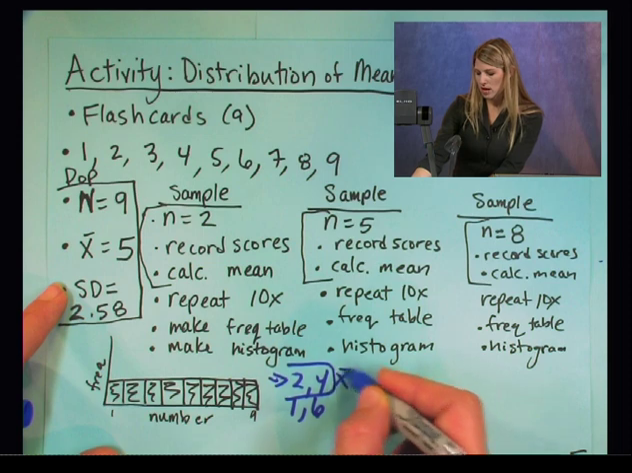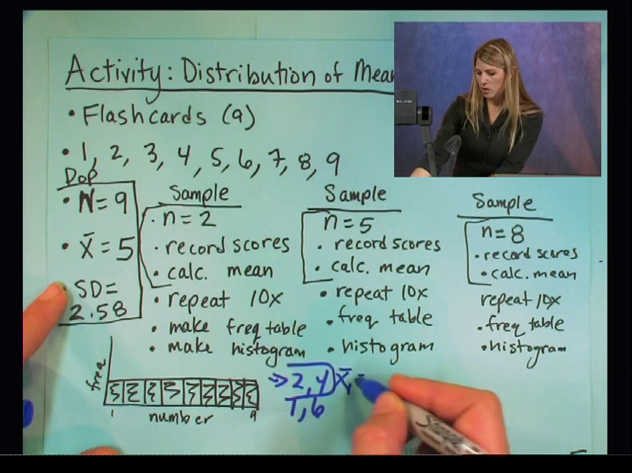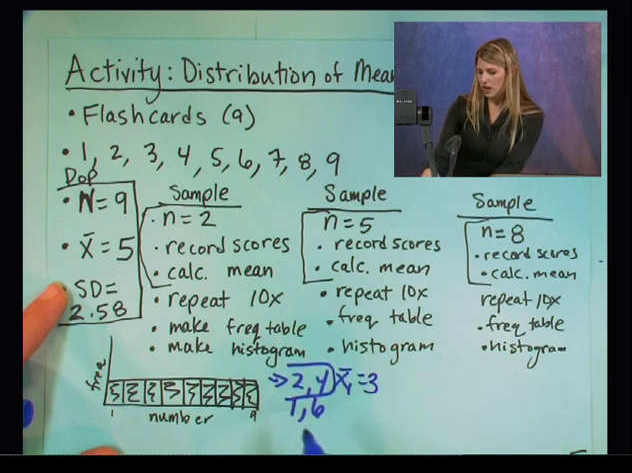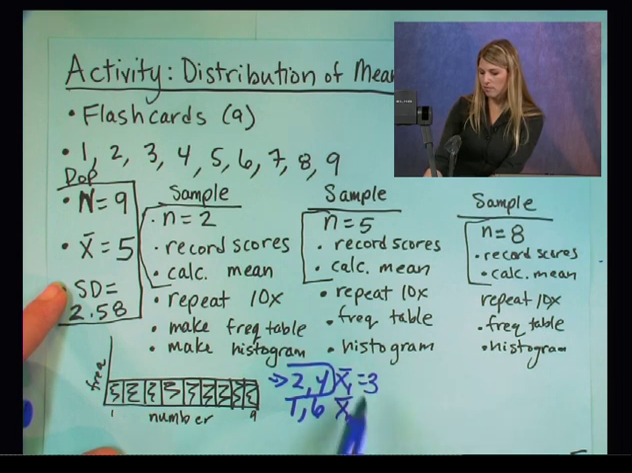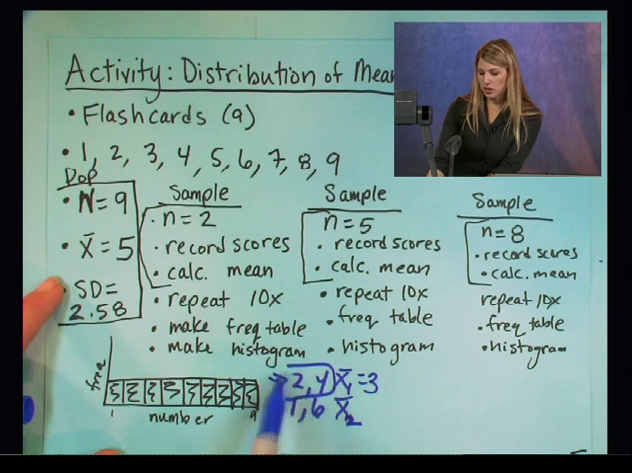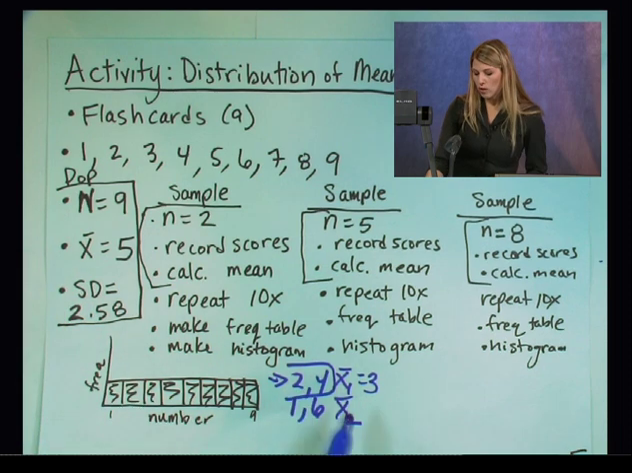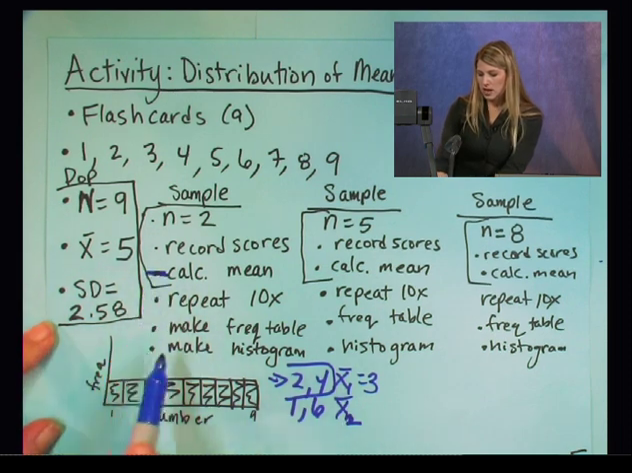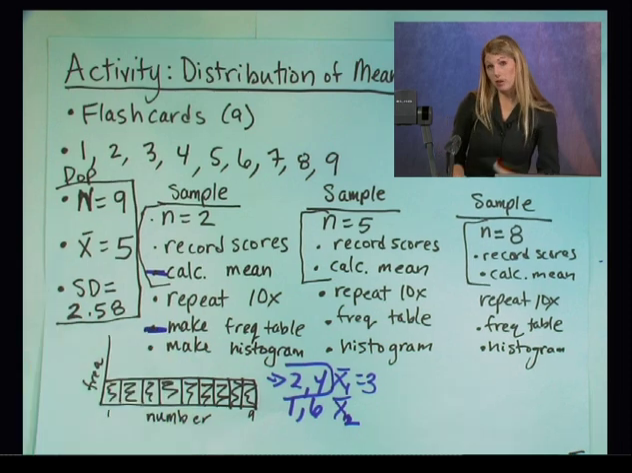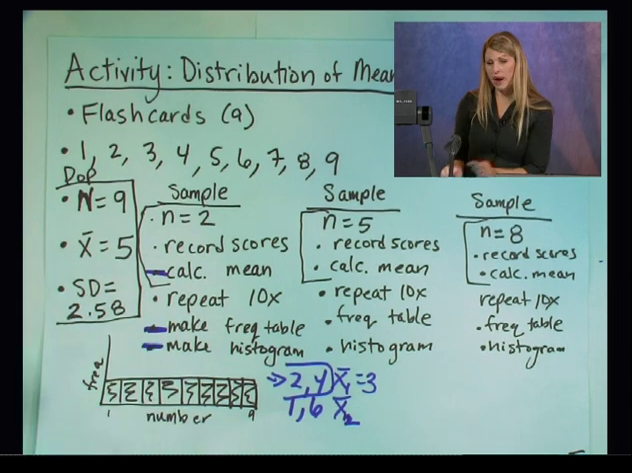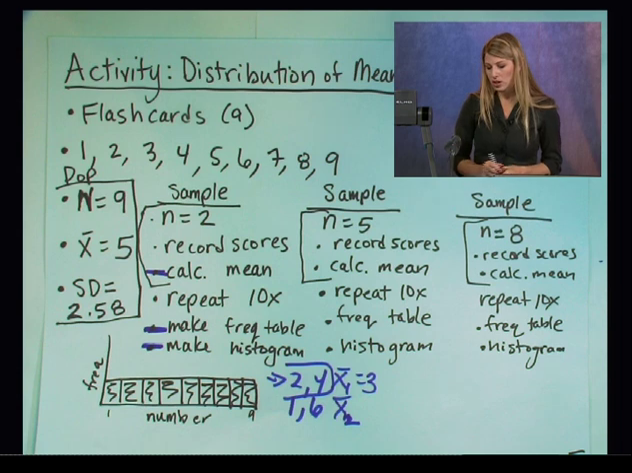So the mean of this first sample equals 3. Okay? Then 6 plus 1 divided by 2, and you get your second mean. So essentially, you're going to have a list of means. You're going to have a list of 10 different means from sample sizes of 2. Then what I want you to do with those means is make a frequency table like you've done before and a histogram, okay, with the different numbers.